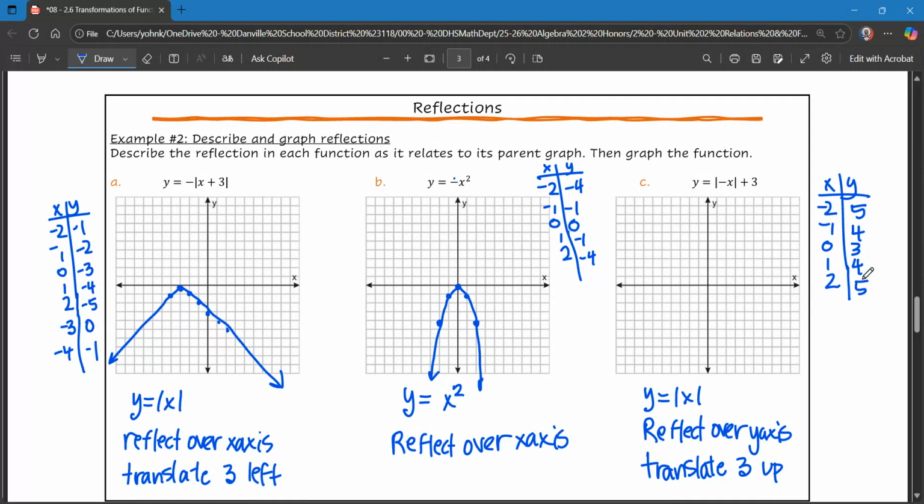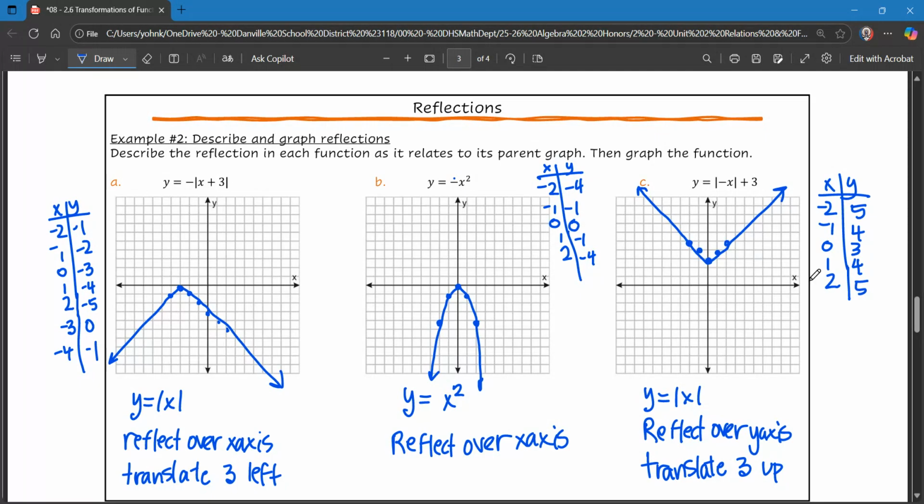Well, I see some repeating there in the y, so that's good. It means we might not have to extend it. -2, 5. -1, 4. 0, 3. 1, 4. 2, 5. Well, there's my V. Now it says it's reflected over the y-axis. Keep in mind that if it's on the y-axis, then flipping it over the y-axis is just going to make the sides be the exact same thing again. So it's not really going to change much.